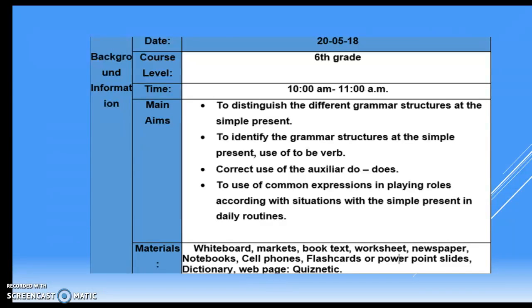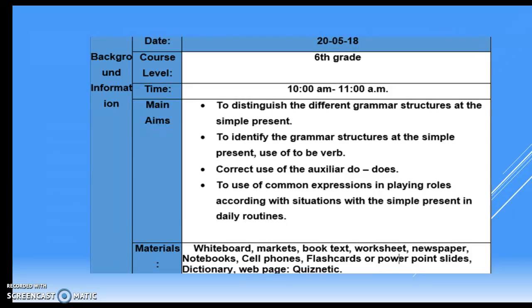Let's start. This exercise is for 6th grade, 1 hour, and its objectives are: to distinguish the different grammar structures at the simple present, to identify the grammar structures at the simple present, use of the verb to be, correct use of the auxiliary does, and use of common expressions in playing roles according to situations with the simple present in daily routines.